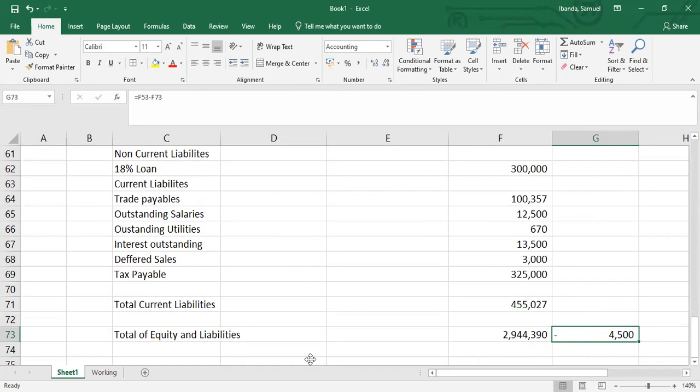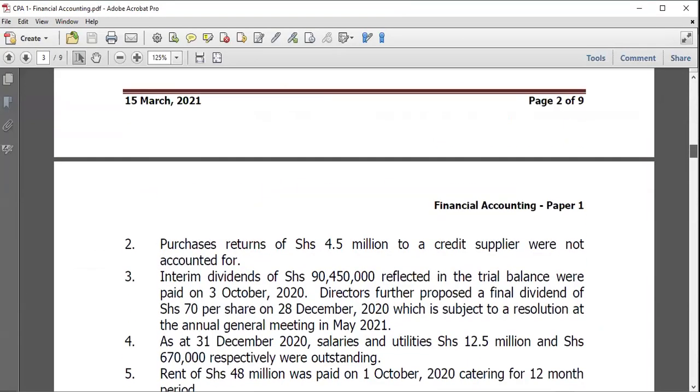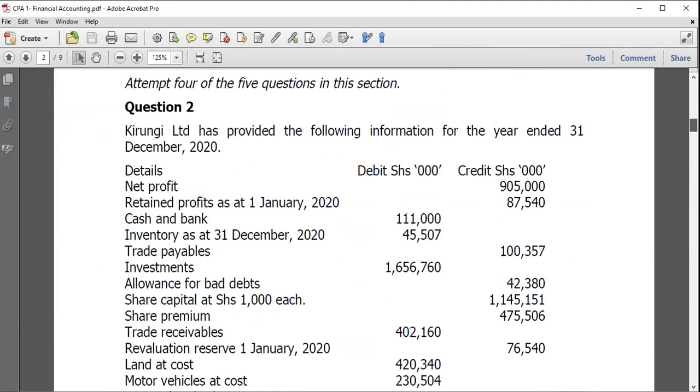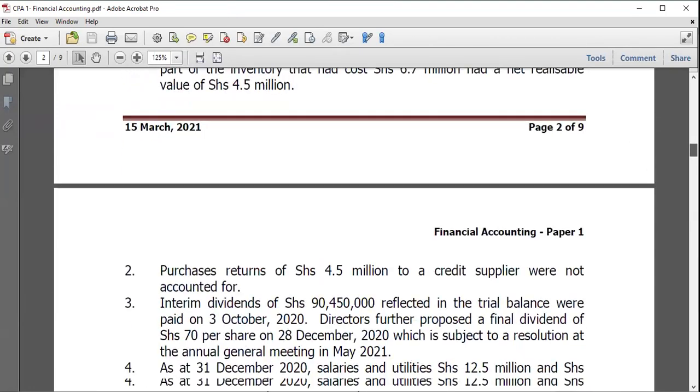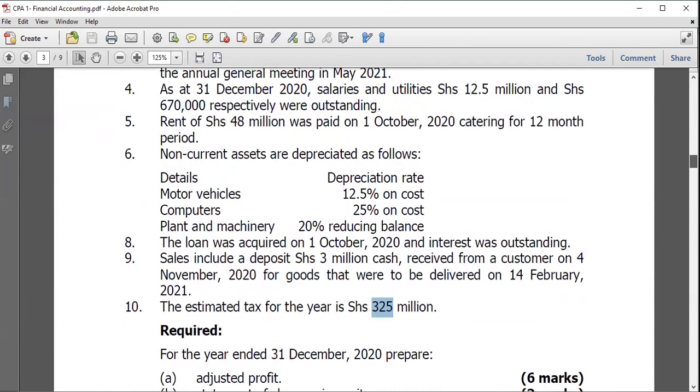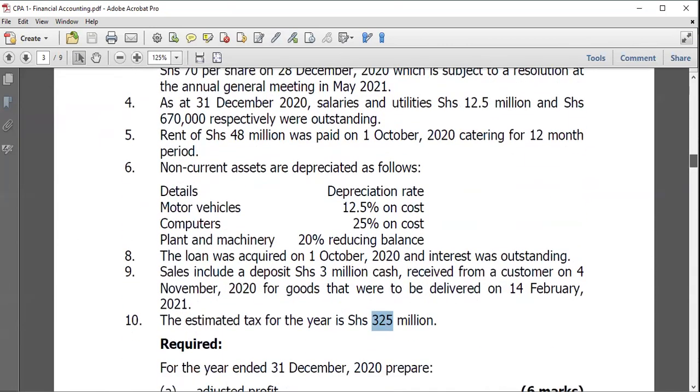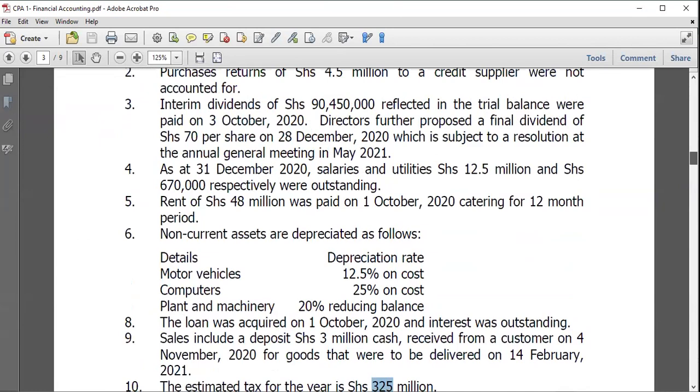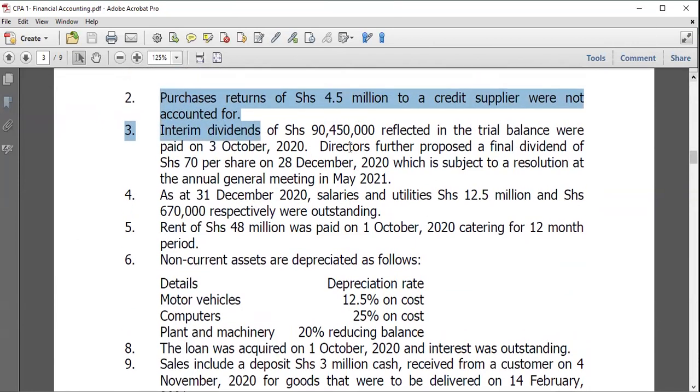So yours is to go look around for your information, either here or even up, to see is there anything that is valued at 4,500 that I've left out. In case you can't find any, you have to go there. But when you look, there's something here where they told us that there are purchase returns of 4.5 to a credit supplier that were not accounted for.